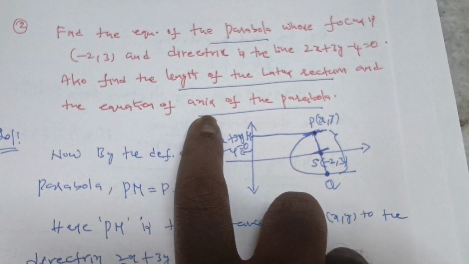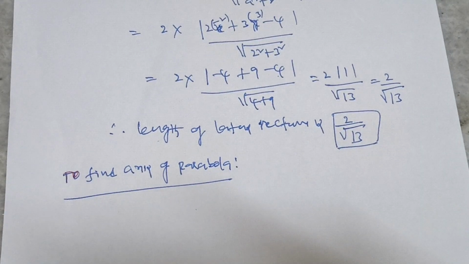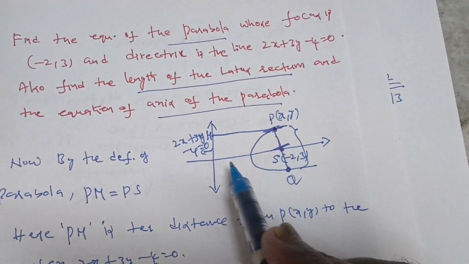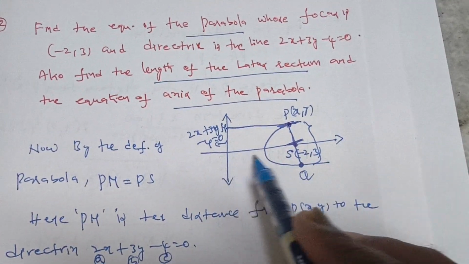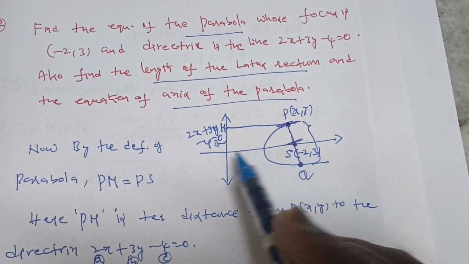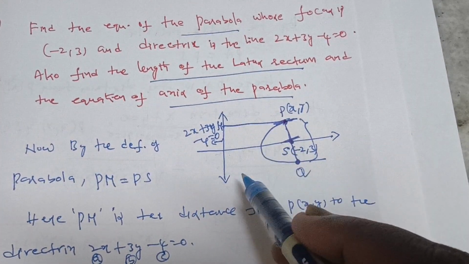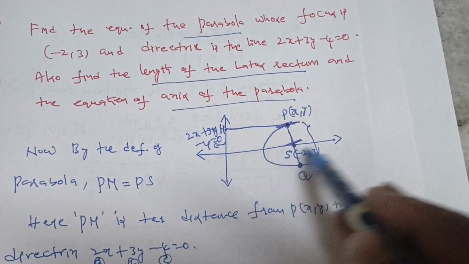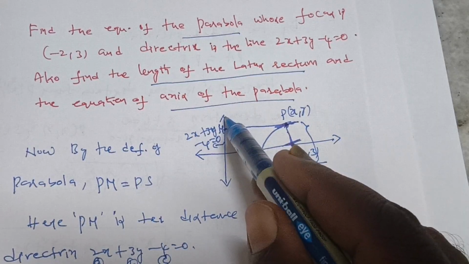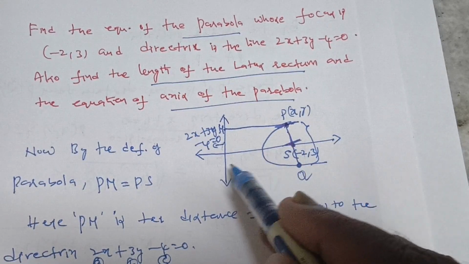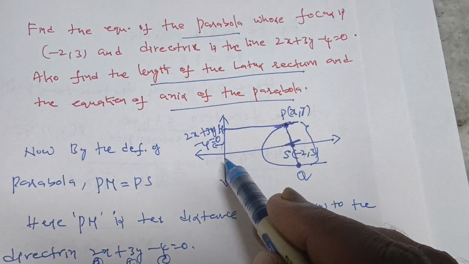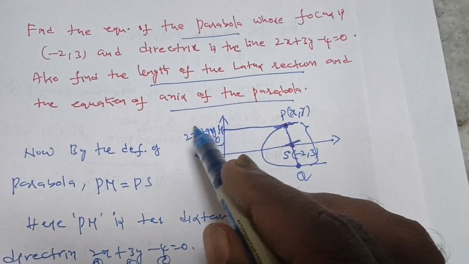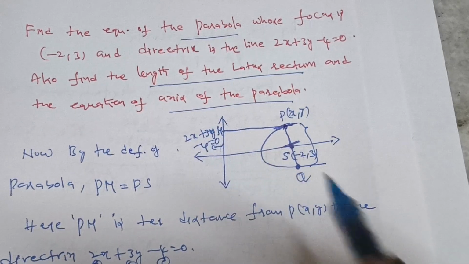Now the third point is we need to find the axis of the parabola. How do we find the axis of the parabola? Clearly observe, this is the axis of the parabola in this diagram. The axis of the parabola is perpendicular to the directrix line. So we need to find the line perpendicular to the given line. We know the formula.